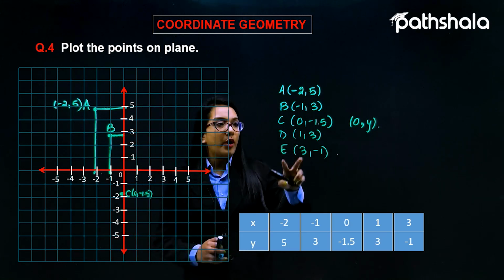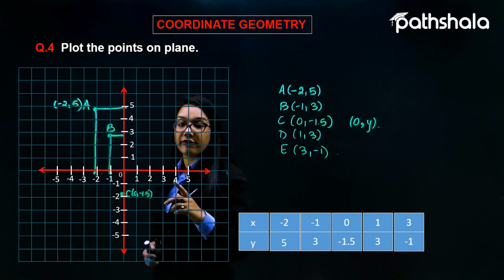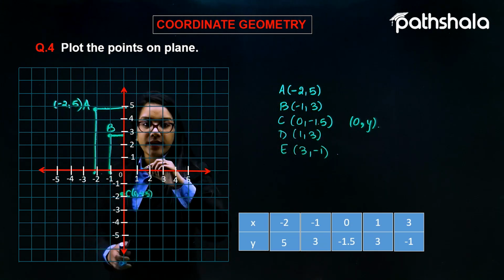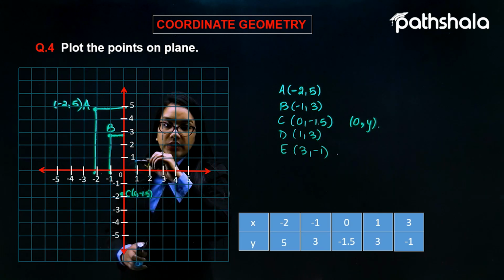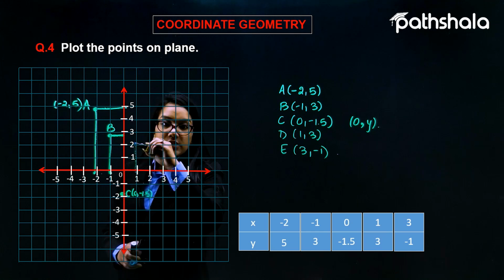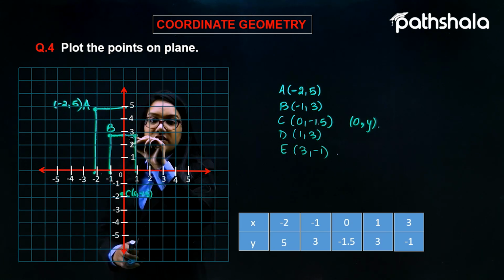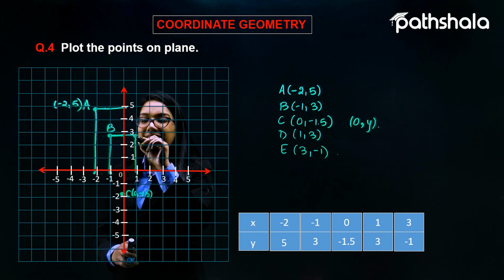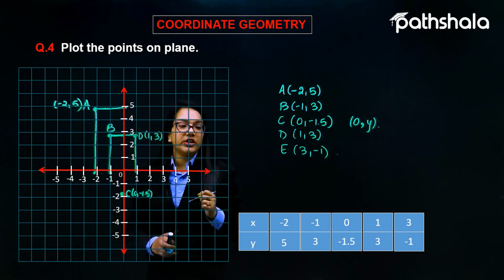Let's talk about the point D. It is 1 comma 3. X being positive and y being positive, it lies in the first quadrant. So this is my 1, and I just have to go till 3. This is my 3. Let's extend the perpendicular distances over here. This point is called the point D, having the coordinates 1 comma 3.